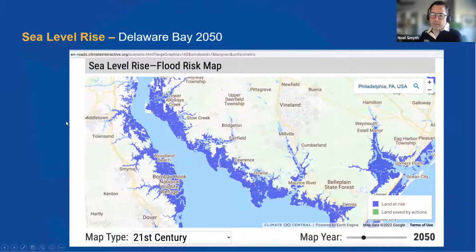So the Delaware Bay is going to be impacted in the next 30 years. We're going to see some pretty dramatic impacts from ocean rising. That's another neat portion of this tool, we can slide this around. And so we can see that this is 2050, 30 years from now. There's pretty dramatic impact across the Delaware Bay.